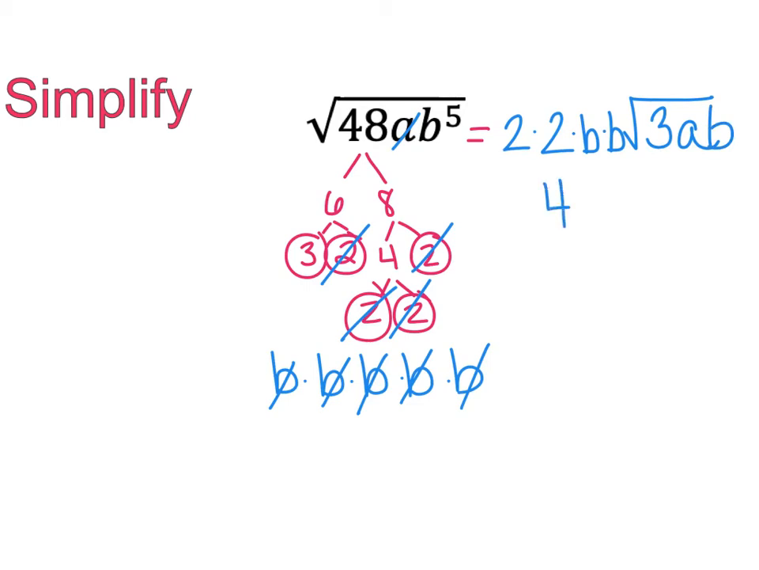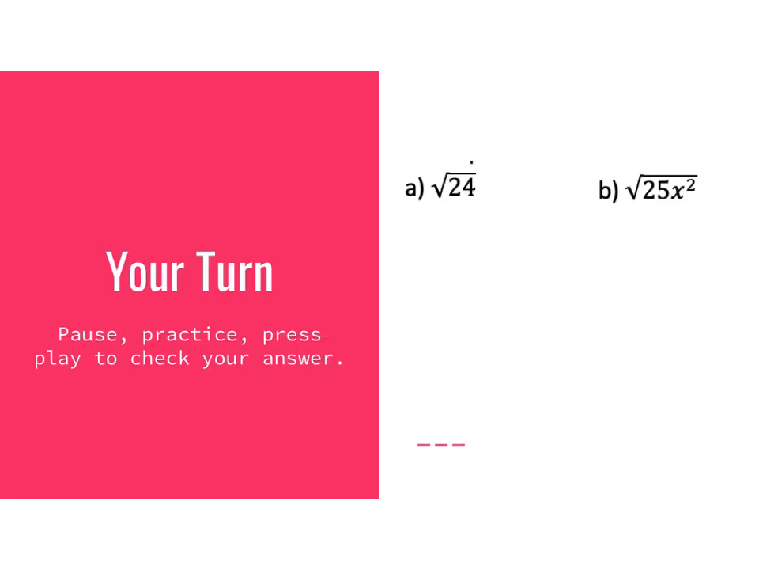So if I multiply the coefficients together, it would be 4b to the 2nd times the square root of 3ab. Okay, it's your turn to practice. Pause the video, practice, press play when you're ready to check your answers.